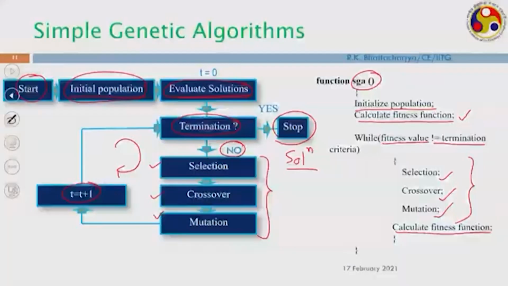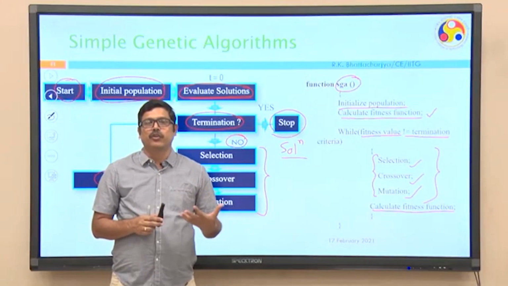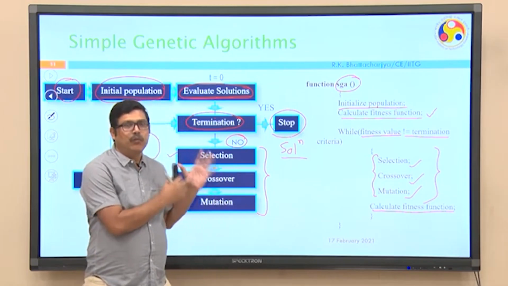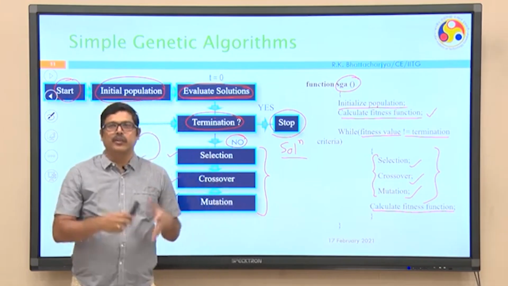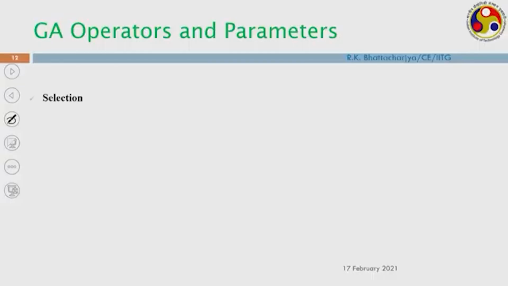So basically you are going through selection, crossover and mutation operators. We will discuss these three operators, but the basic idea is that you are creating some new solution from the earlier solution. From one generation to the next generation, you are creating some new solution. Now, let us discuss these operators.